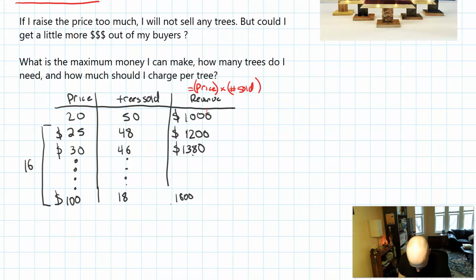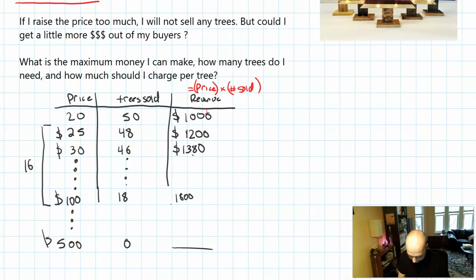Sorry, I had to pause for a second there. It looks like if I sell trees at $100, I'll only sell 18, but I'll make $1,800. But I can imagine at some point, right? Could I sell a $500 tree? No, because I'd sell none of them. So eventually this product price is going to have to go back down.